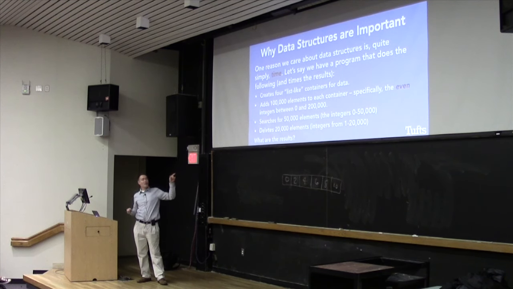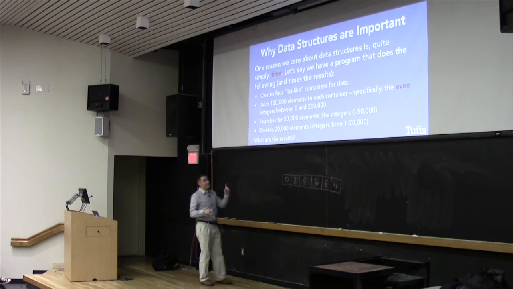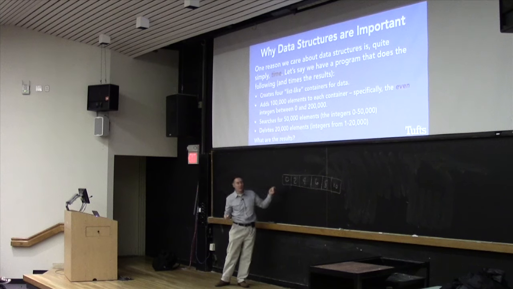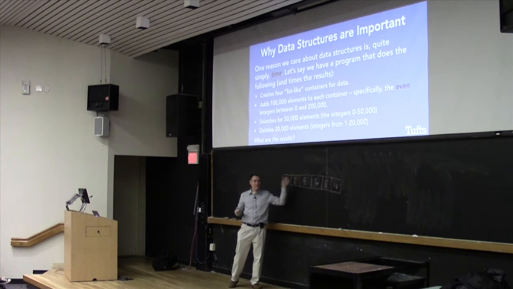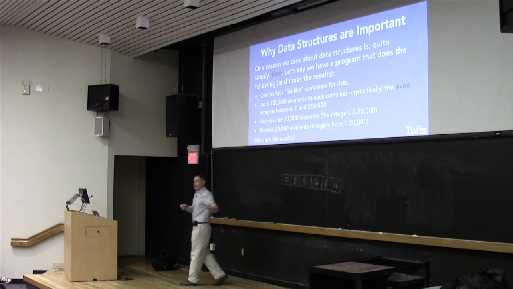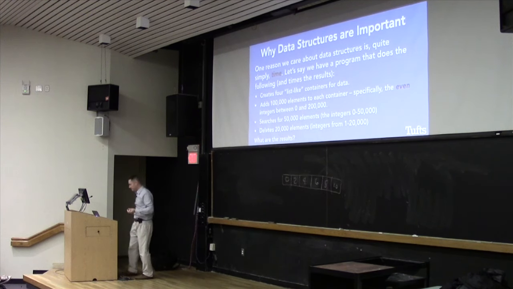Then it's going to try to delete 20,000 elements. It's going to delete the integers from, I guess, 0 to 20,000. It's going to say, is 0 in here? Yes, delete it. Is 1 in here? No. I can't delete it because it's not there, right? Is 2 in there? Yes, delete it. Is 3 in there? Nope. Is 4? Yep, delete it, right? So it's going to do that. These four different structures are going to do that. Okay? Everybody get the idea of what we're trying to do here?